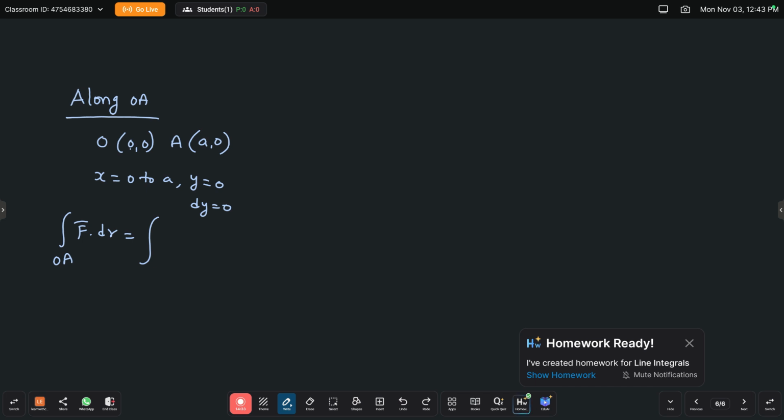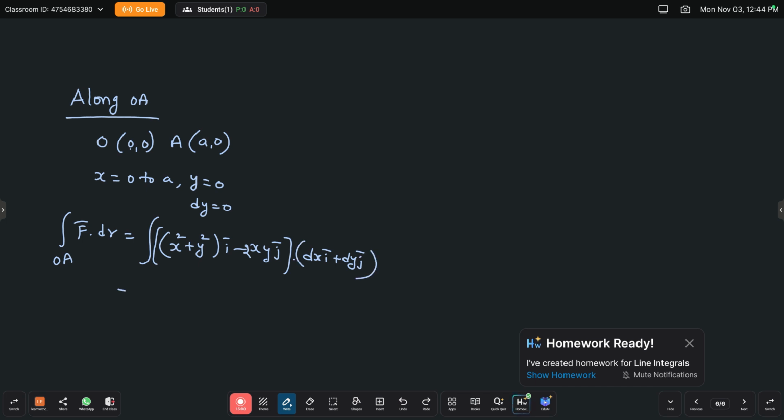F is already given in the question. What is F? (x square plus y square) i bar minus 2xy j bar. It is the F function. Dr is the position vector, already discussed in the previous question. Dr is nothing but dx i bar plus dy j bar. No need to write z because it is the xy plane.